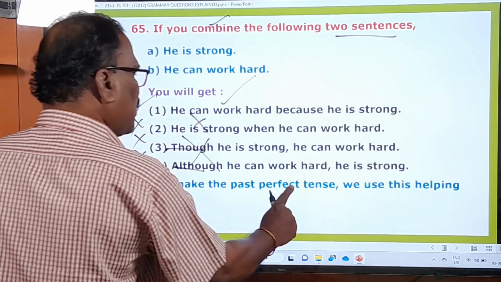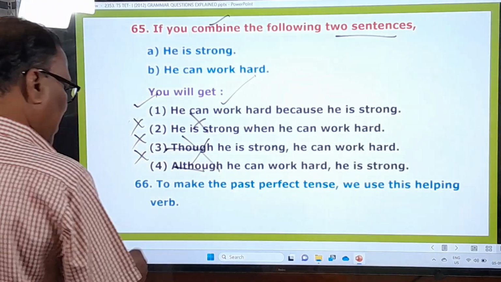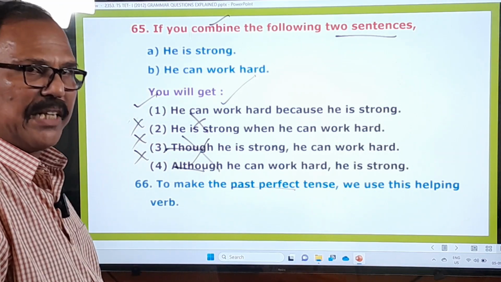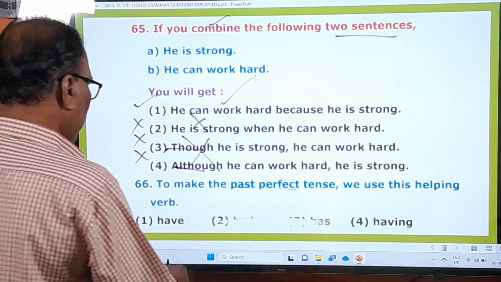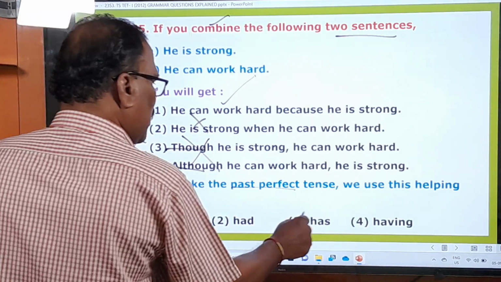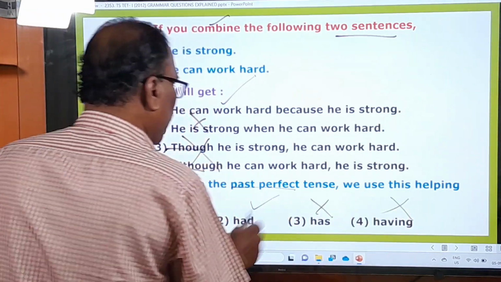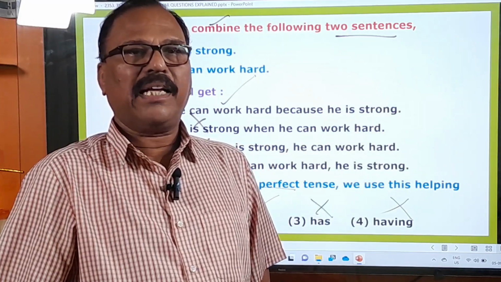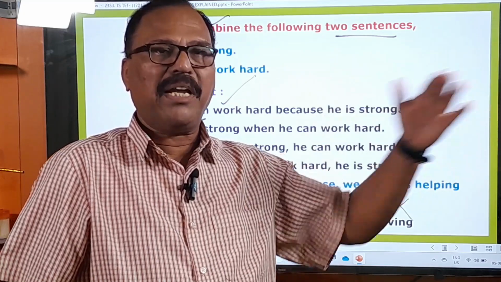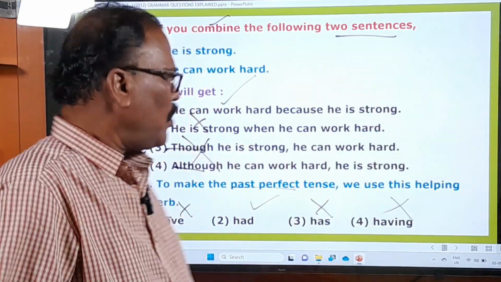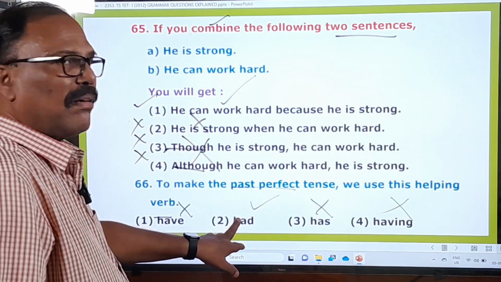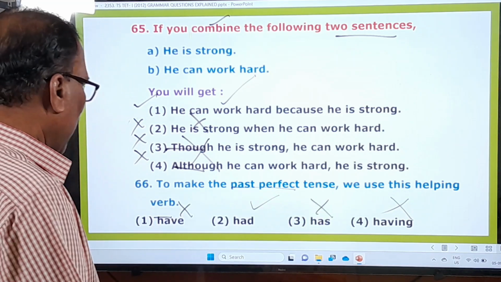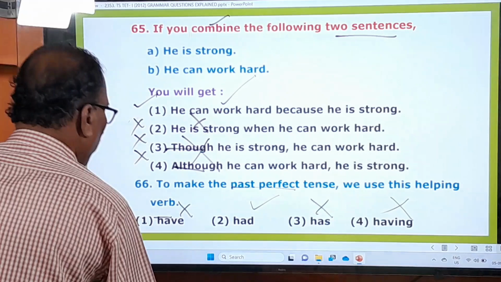To make the past perfect tense, we use this helping verb. Past perfect tense means, you know very well, you know about the tenses. Here are the options given: have, wrong; has, wrong; having, wrong; only had. Past perfect means had plus past participle. In that tense, the helping verb is had, and the main verb is the past participle form. So in past perfect, the helping verb used is only had, not have, has, having. It's like that. And now let's go to the next one.